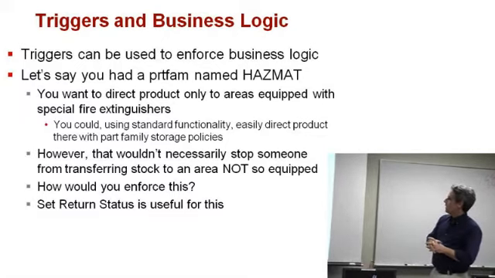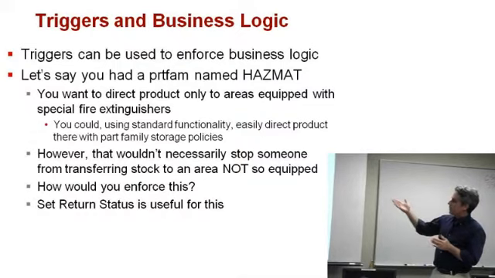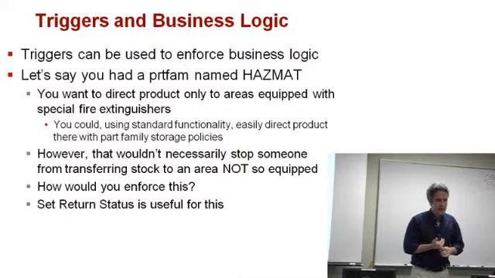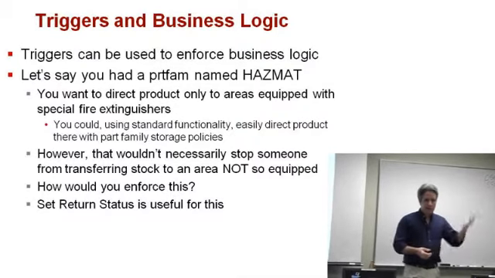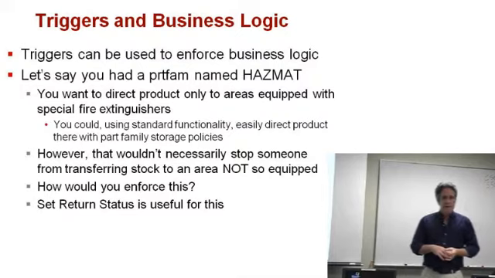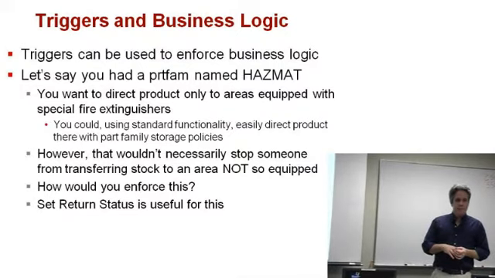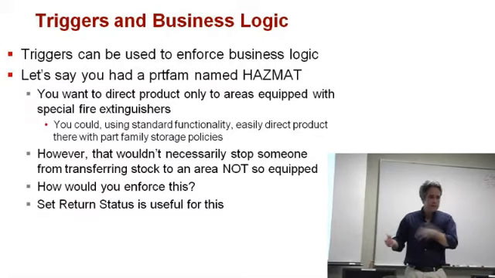So in this case, what we could do is very simply keep a list of areas that have those fire extinguishers, either by putting an attribute on the area master or just putting a set of policy values out there to say, here are the areas that are equipped with this special firefighting equipment. And then in our trigger, it'd be very simple. We'd look to see what got moved. We'd look up the part for that. If it's one of these parts.